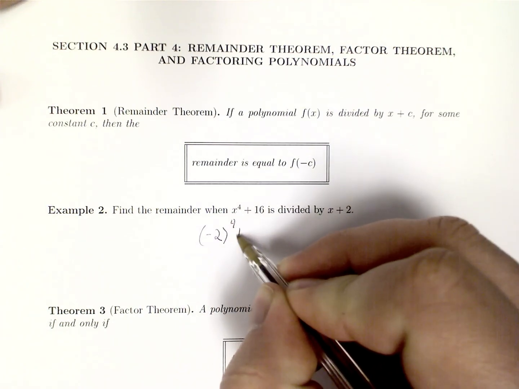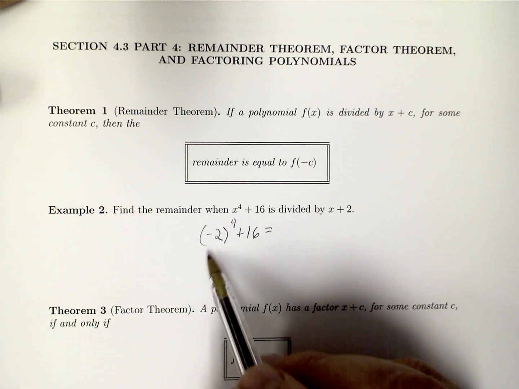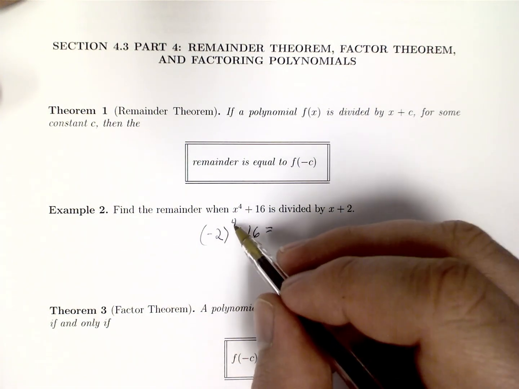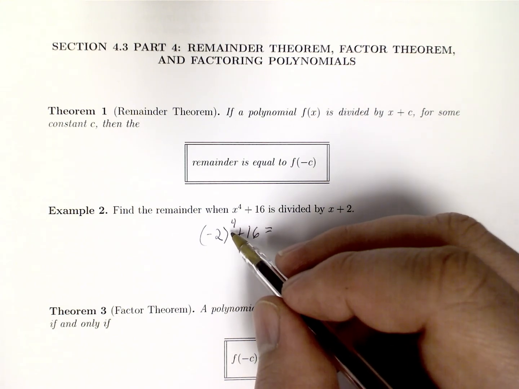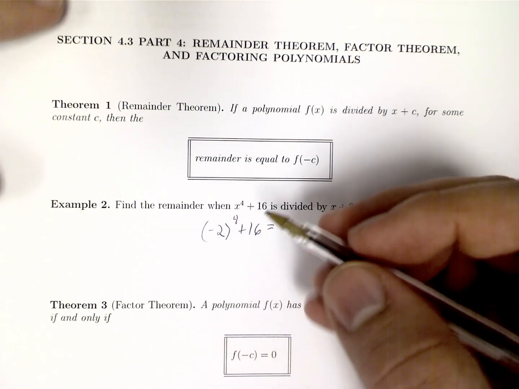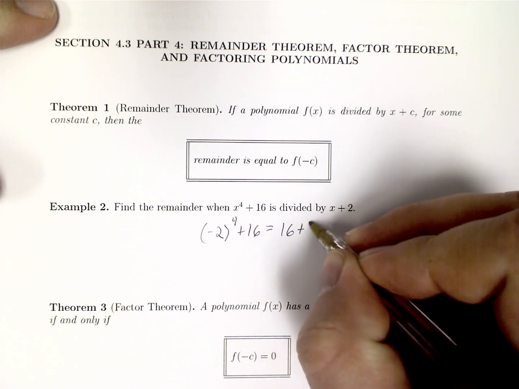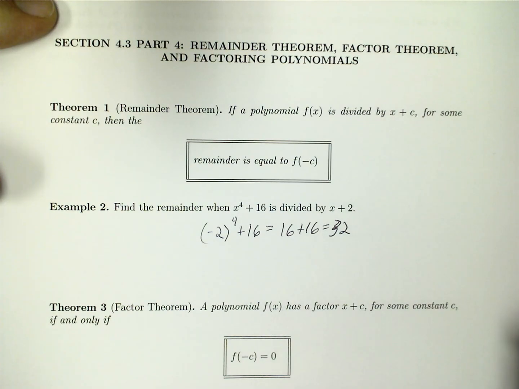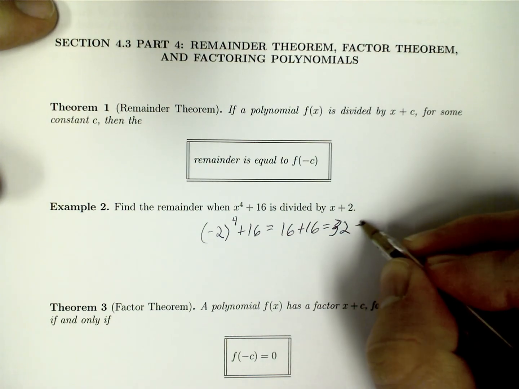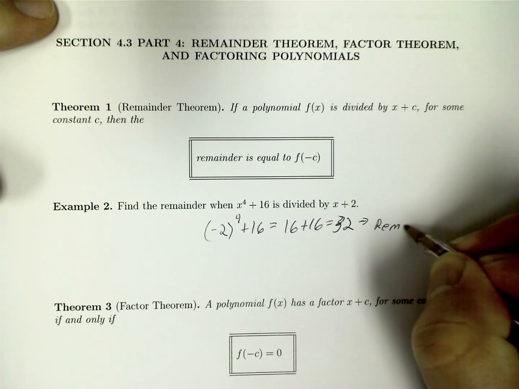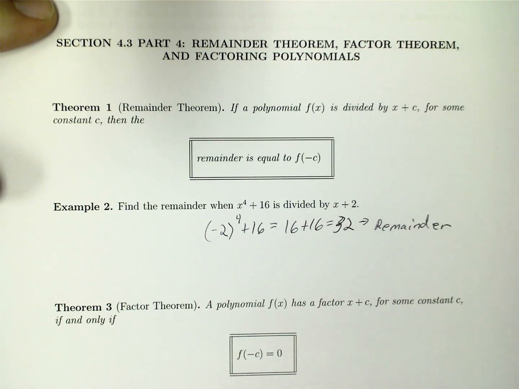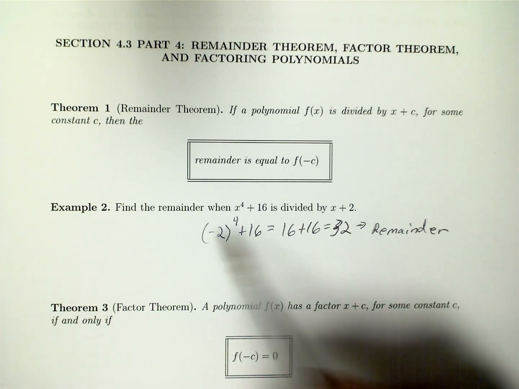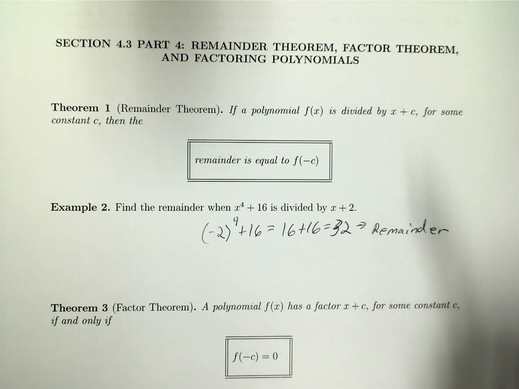So negative 2 to the fourth plus 16. Well, negative 2 to the fourth is negative 2 times negative 2, which is 4, and then times negative 2 is negative 8, times negative 2 is positive 16, and we get the familiar 16 plus 16 equals 32, which is the remainder. Which is what we know. So we've confirmed this.